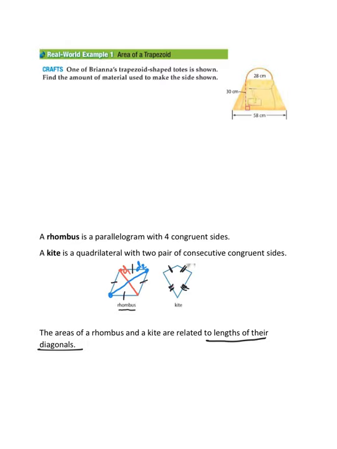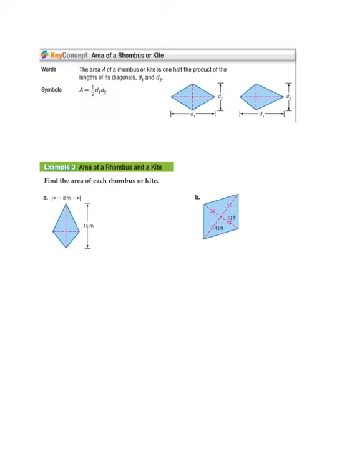And I could draw similar diagonals in the kite by connecting opposite vertices. So what we're learning is the areas of these two shapes are related to the lengths of the diagonals, and we have a formula that expresses that. Our formula for the area of a rhombus or kite is the same: area equals 1/2 diagonal 1 times diagonal 2, the lengths of the diagonals.